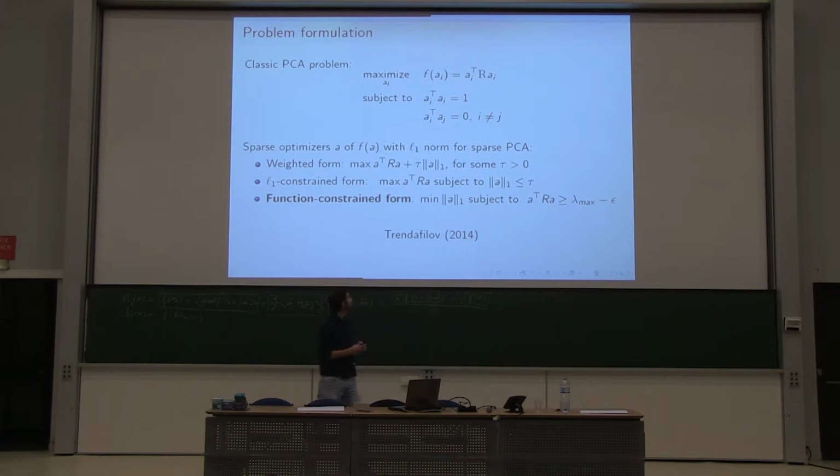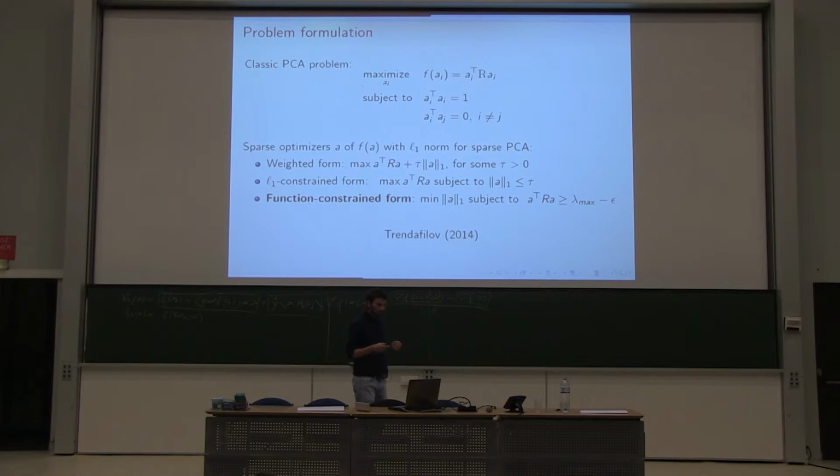So the first 2 forms, the weighted form and the L1 norm constraint form, have already been analyzed in many papers and have led to many efficient methods for sparse PCA. However, all these methods have one drawback in that they produce correlated components or non-orthogonal loadings, or both, mainly.